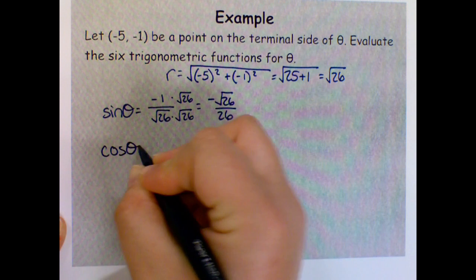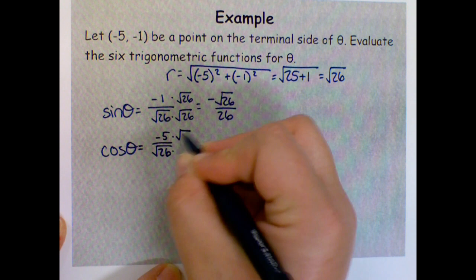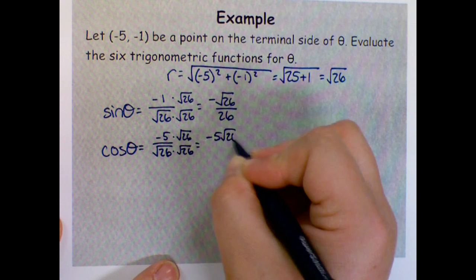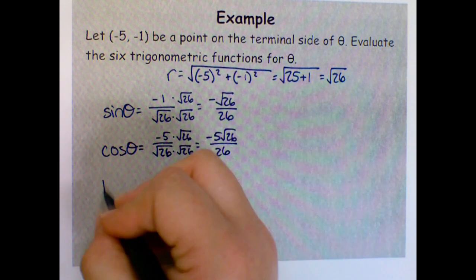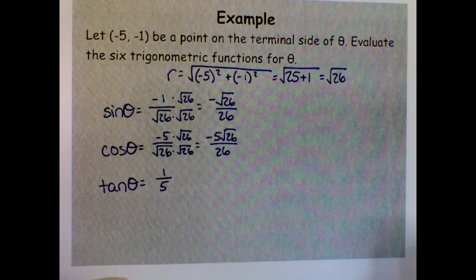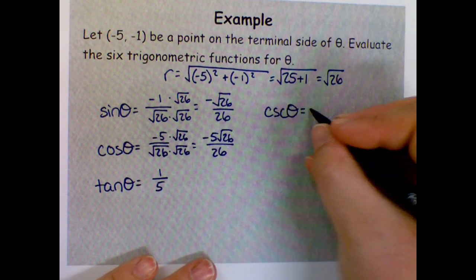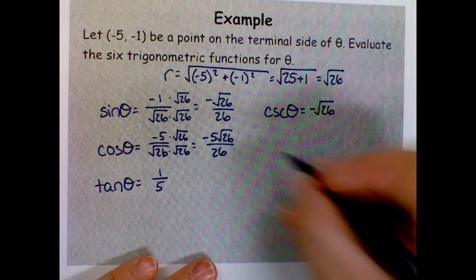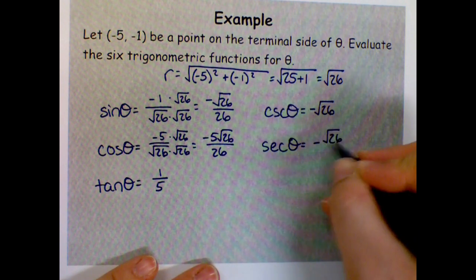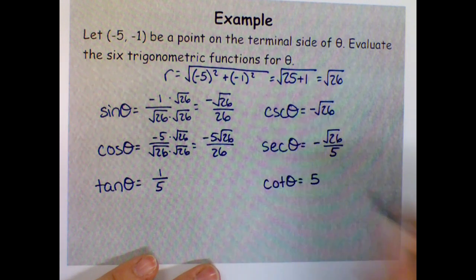The cosine is x over r, so negative 5 over the square root of 26. Rationalize our denominator. We get negative 5 square root 26 over 26. And the tangent is y over x. Those negatives will cancel, giving me 1/5. For the cosecant, we take the reciprocal from the beginning, which makes it just negative square root of 26. For the secant, take the reciprocal from the beginning, negative square root 26 over 5. And for the cotangent, we get just 5.